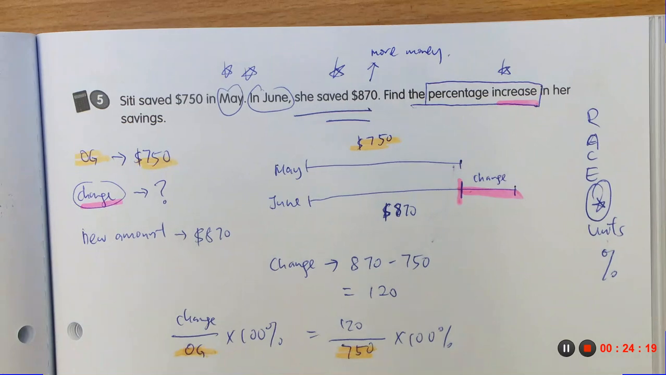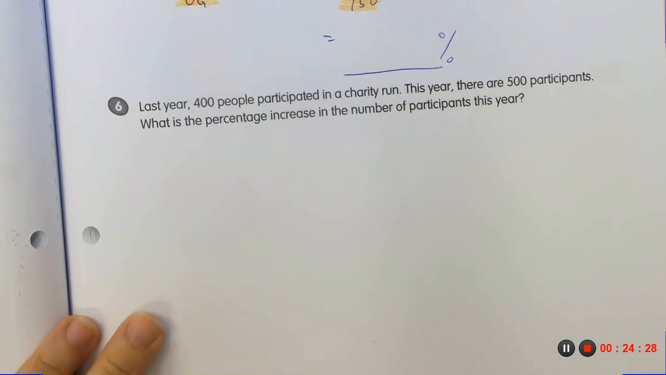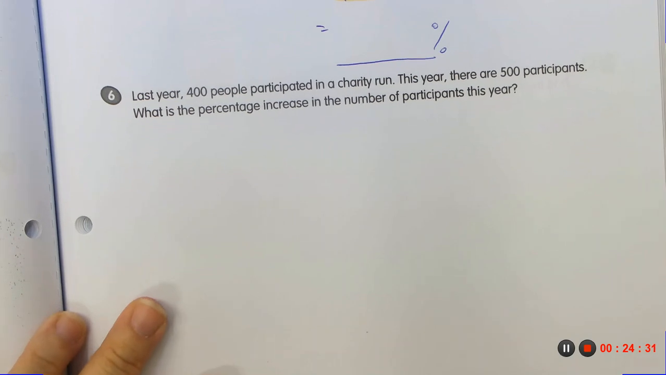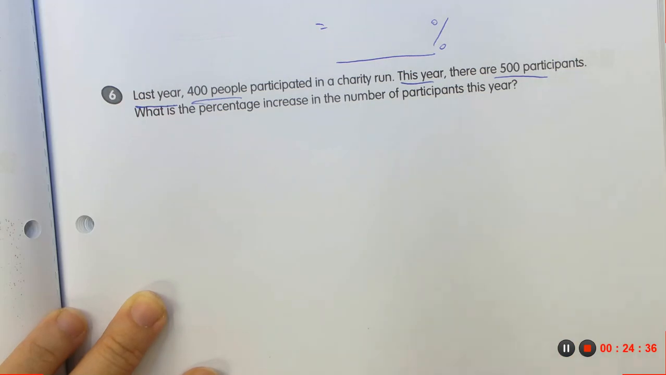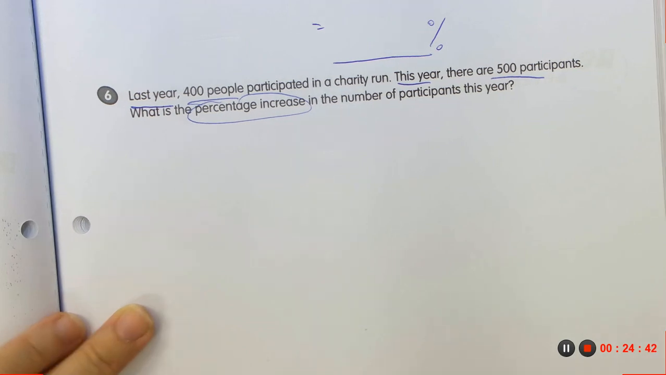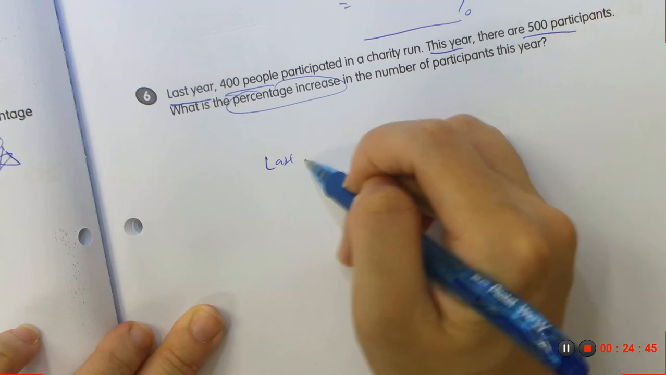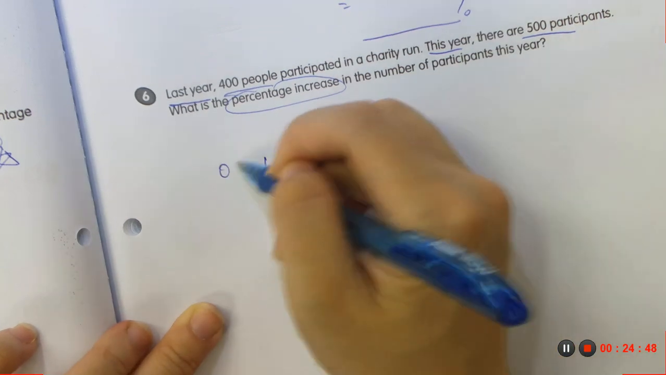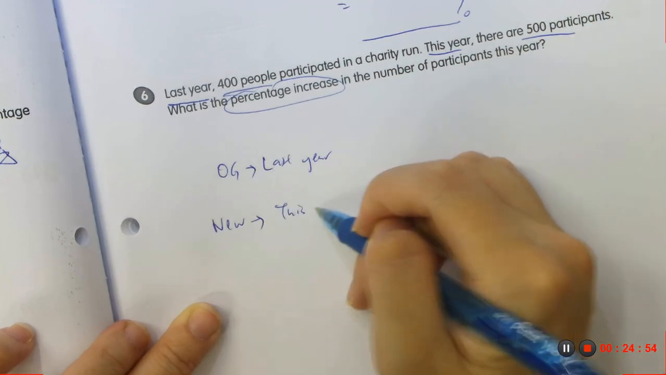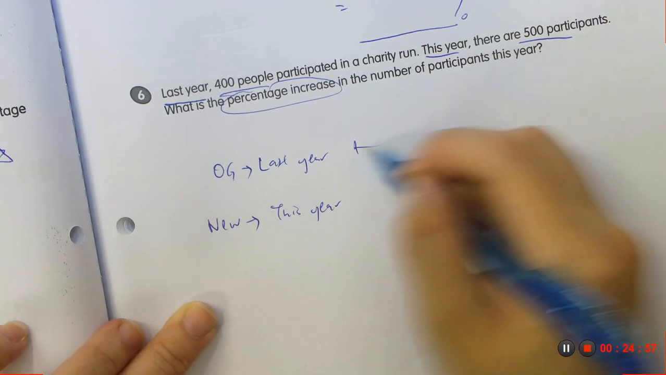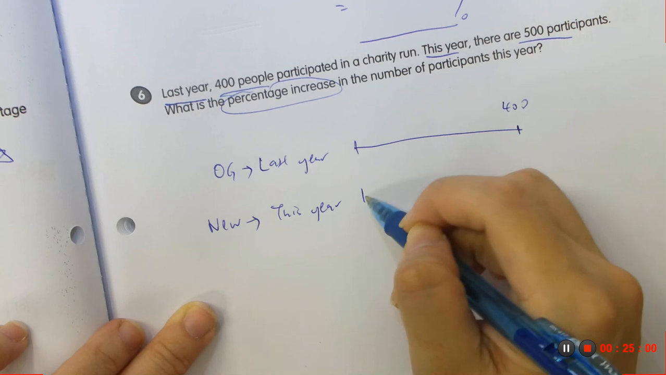Is that okay? So same as the previous question, this question on the participants requires us to find the change as well, because it compares two different years, and then there's this talk about percentage increase. So I have last year as the original quantity, and then I have this year as the new, two different quantities. Last year it was 400. This year is 500.